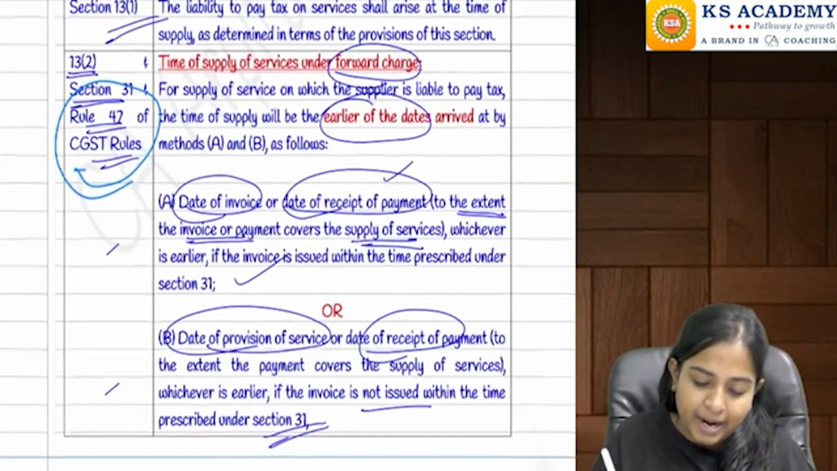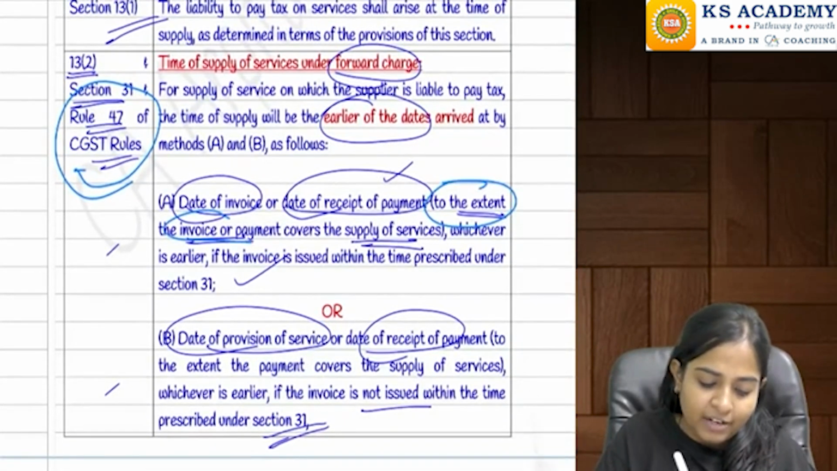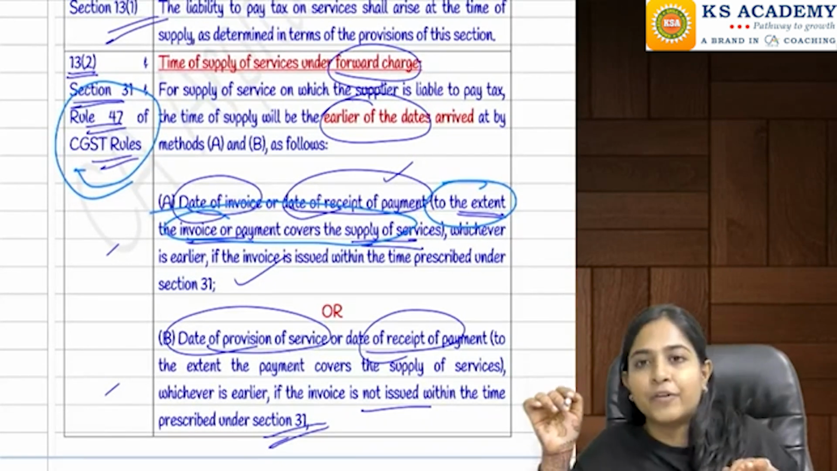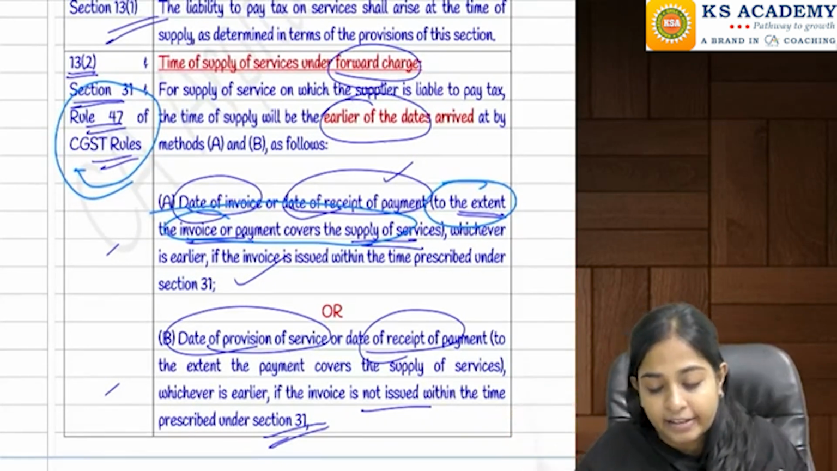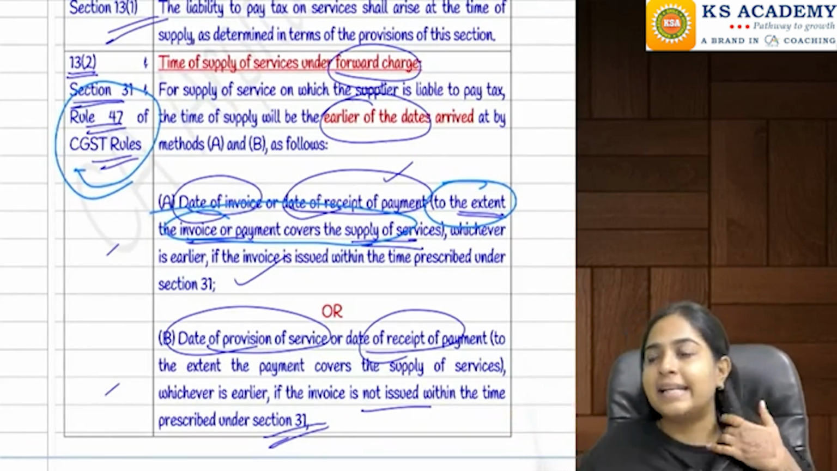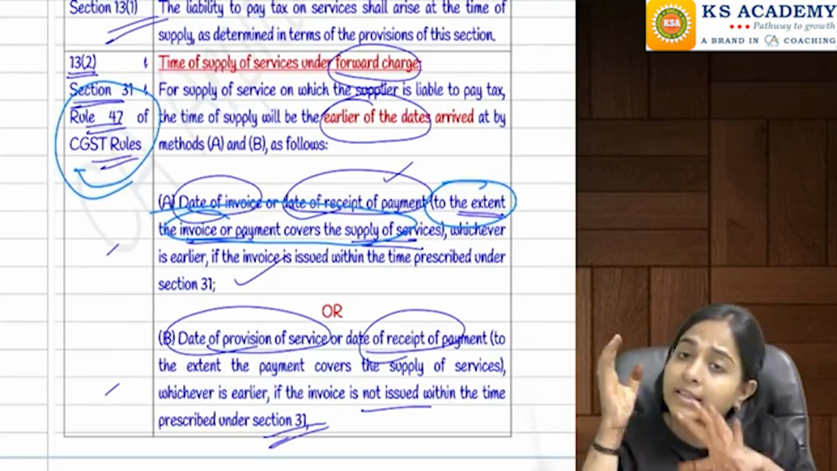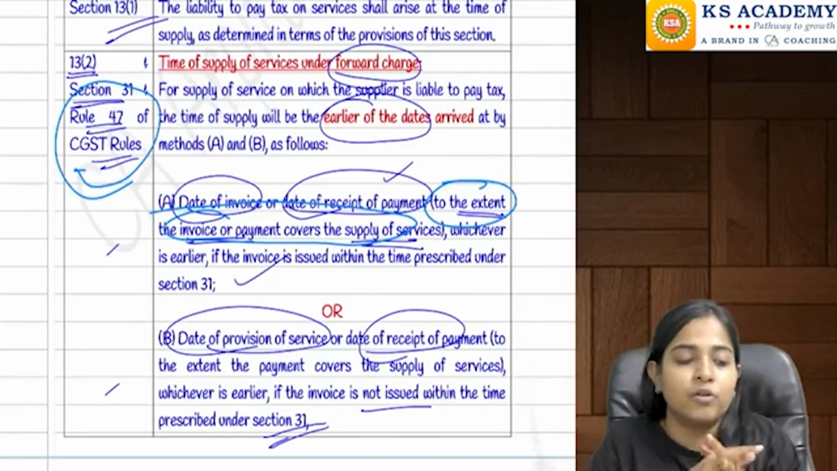Yes, here it is in the bracket. To the extent the invoice or payment covers the supply of services or supply of goods, etc. So what do you mean by that? Let's say the same words were there in goods also. Okay, I'll give you an example.